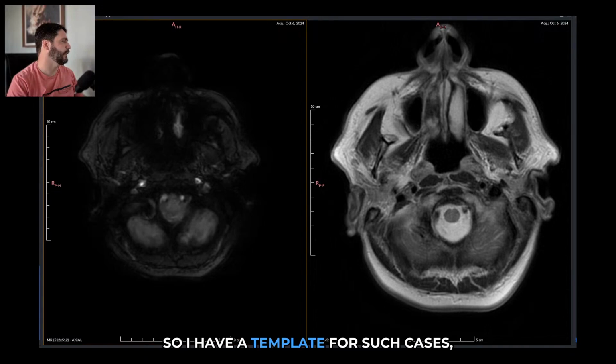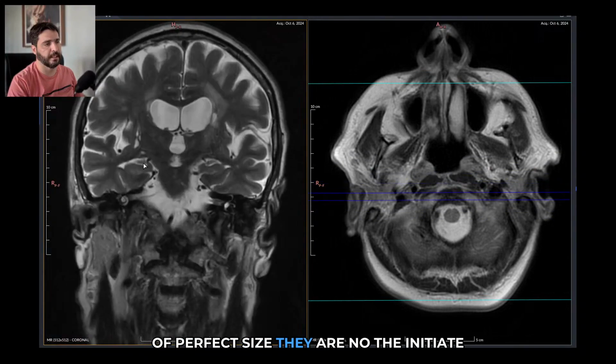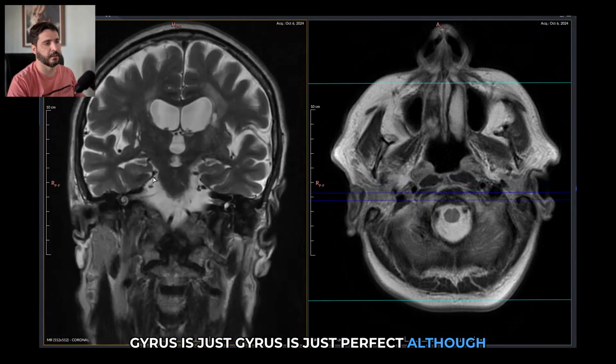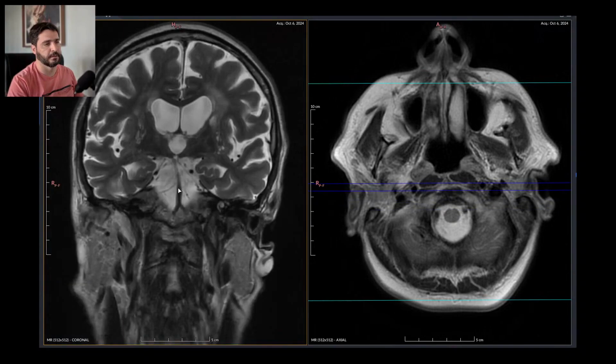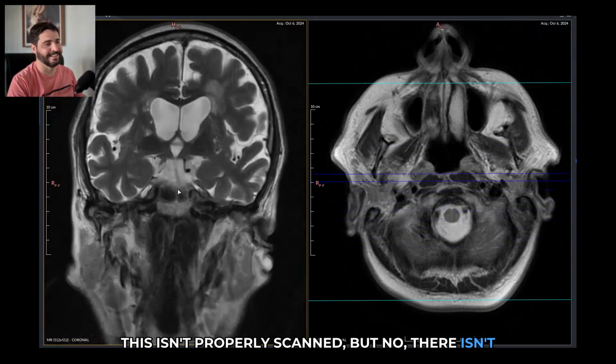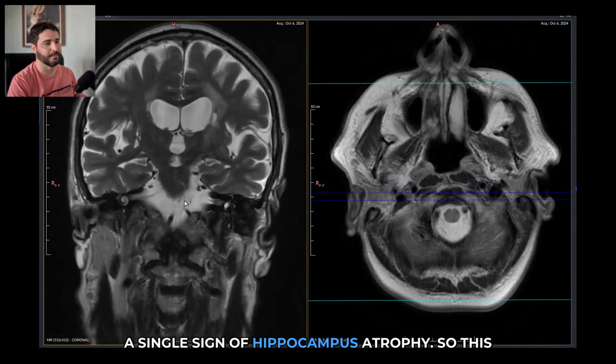So I have a template for such cases, of course. We need to see the size. We have to do a visual assessment of the size of the hippocampus. See, the hippocampi are of perfect size. The dentate gyrus is just perfect. Although this isn't properly scanned, there isn't a single sign of hippocampal atrophy.